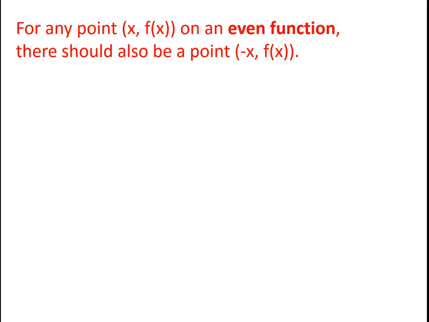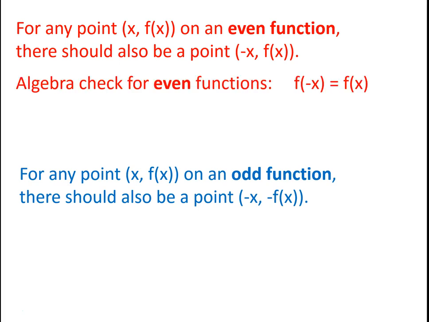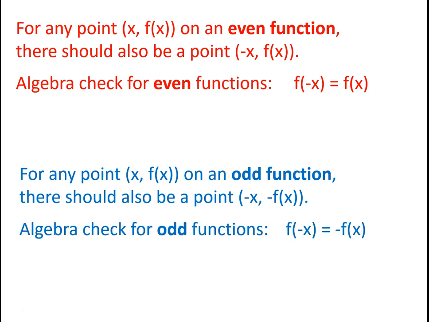So to summarize, for any point x, f of x on an even function, there should also be a point negative x, f of x. For any point x, f of x on an odd function, there should also be a point negative x, negative f of x. So if you're doing an algebraic check for even functions, you just put in two opposite values for x and make sure that your output is the same. For an odd function, you put in two opposite values for x, and you should get opposite values for y, or opposite values for f of x.